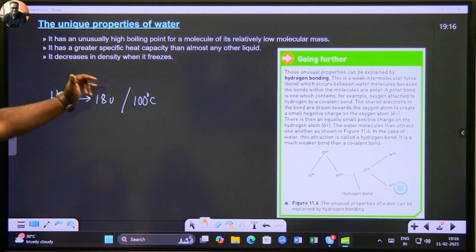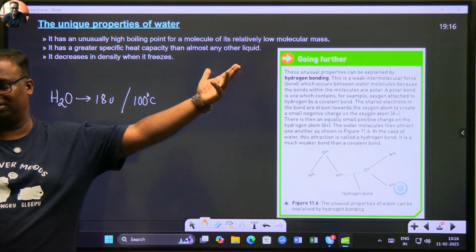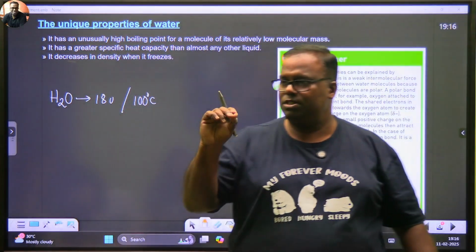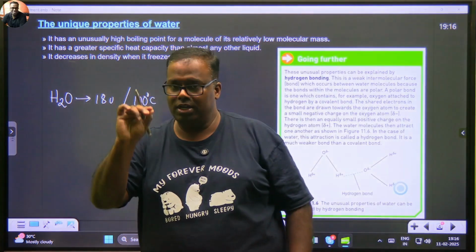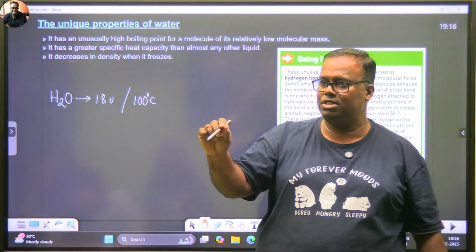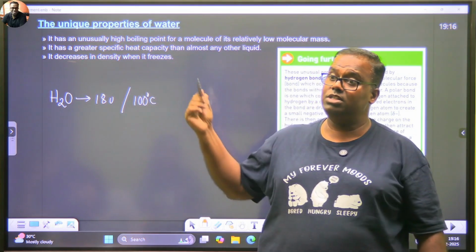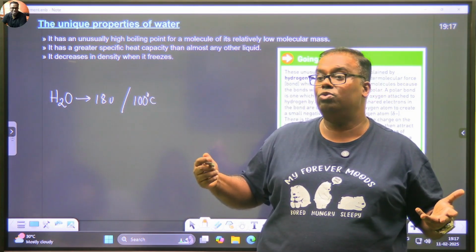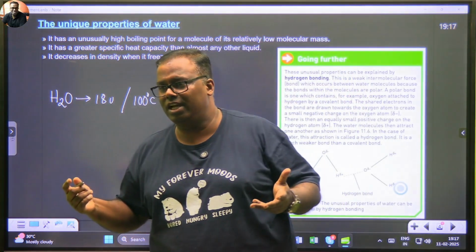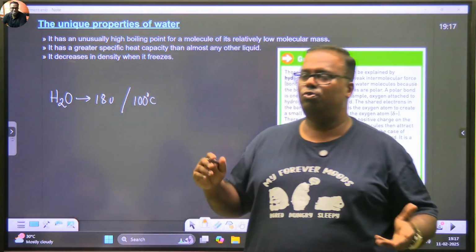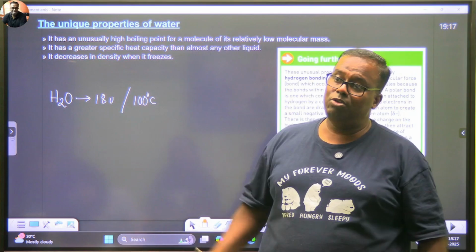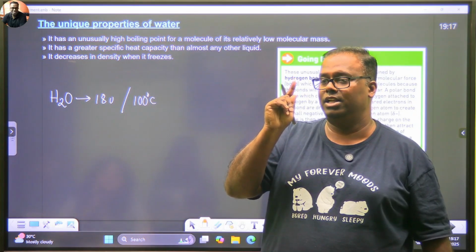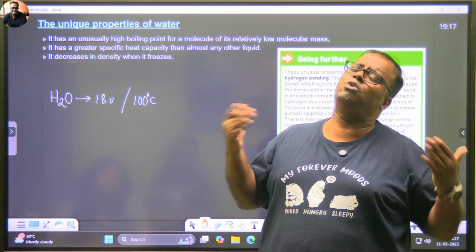Okay. The next one, water has a very high specific heat capacity. Recall your thermal physics classes. What is specific heat? The amount of heat required to raise the temperature of 1 kg of a substance by 1 degree centigrade. Water's specific heat is very high. It takes 4,200, where 1 calorie is equal to 4.18 joule. The exact answer is 4180. So 4,200 is the amount of heat that you need to give to raise the temperature of water by 1 degree centigrade. That's why water can keep on absorbing heat.